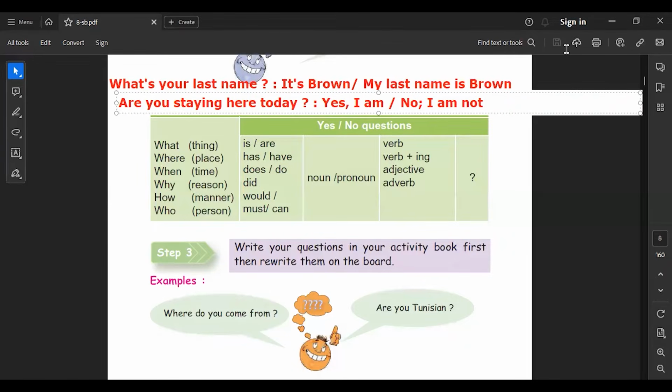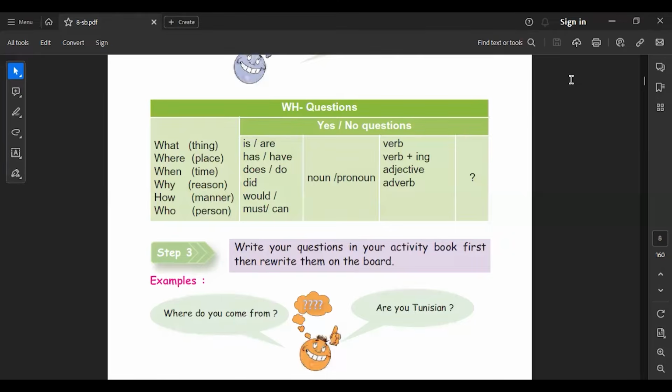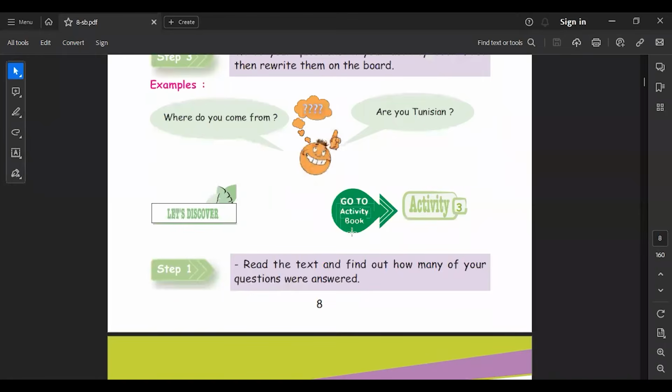So this is it. Let's move on to another thing. So here you have some examples. Where do you come from? So I'm going to ask you this question. Is it a WH question or a yes or no question? So what do we see here? We see where, which is a WH question word. So if we have where, this is a WH question, okay?